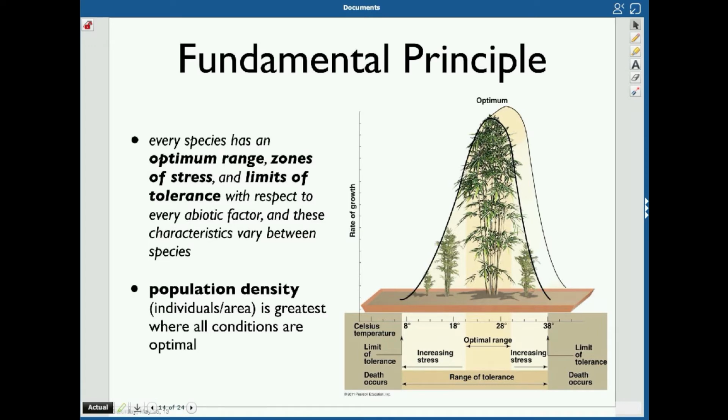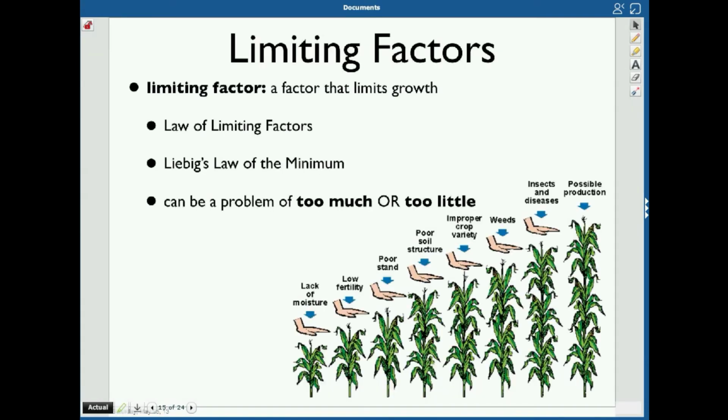So basically, every species has an optimum range, zones of stress, and then limits of tolerance, or a range of tolerance, okay, with respect to every single abiotic factor. And a population is going to have the most density, the most individuals per area in places where conditions are optimal, because they're gonna want to hang out in the best place rather than the okay place, right? I mean, if you had a choice, you'd rather go to the best place rather than the okay place, right?